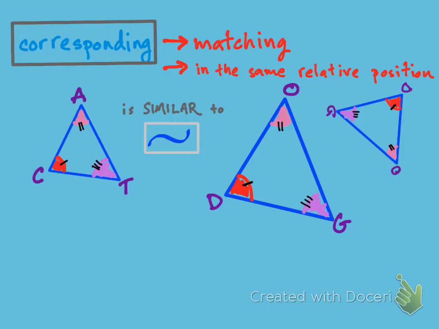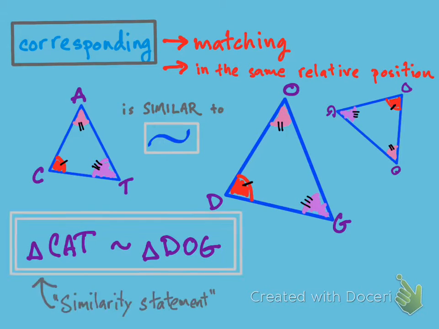All right? So what we're going to say is that triangle CAT is similar to triangle DOG. This right here, everybody, is called the similarity statement. That little statement right there with the symbol for triangle, the letters CAT, the symbol for similar, and then triangle DOG, that is called the similarity statement. And it actually contains a lot of information beyond the simple statement that the triangles are similar to each other.